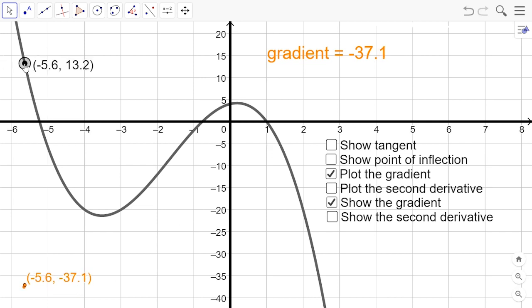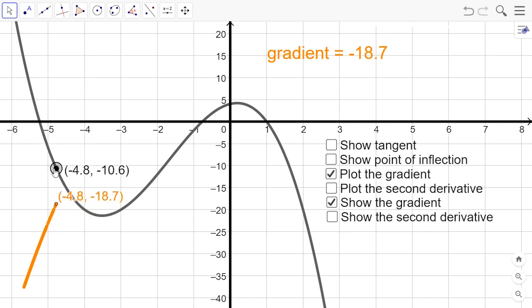Right, so what we'll see is that it traces along, and we can see a couple of things. Firstly, that the gradient is negative. That point is below the axis. However, the gradient is increasing. It's becoming less negative as we move along. It's in fact getting closer and closer to 0. Remember that when the function turns at the turning point, it has a gradient of 0.